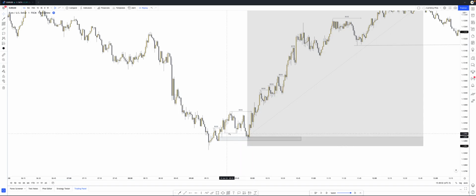That beautifully gets mitigated after purging liquidity, which is something we should always look for, even more so than locating imbalance. Locating liquidity is much more important because it adds validity to our demand zone. Okay, so as soon as that was mitigated, you can see how impulsively price took off.